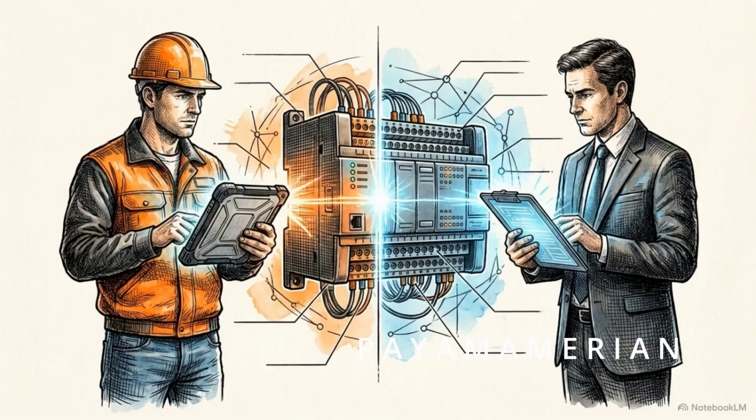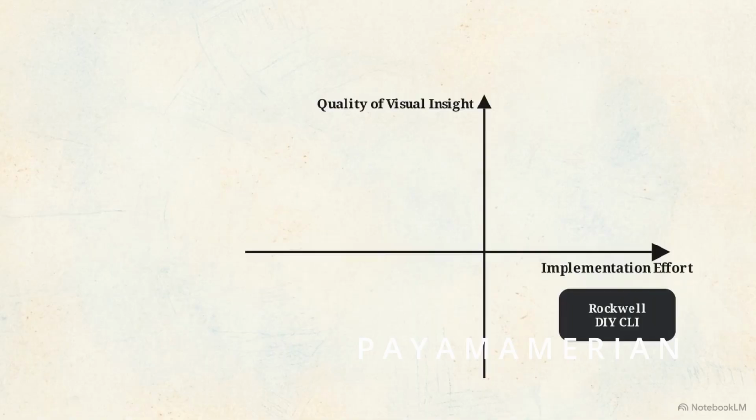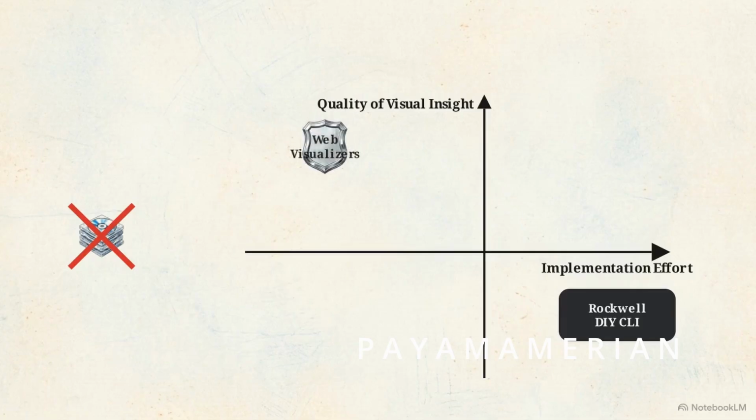The second profile is the maintenance team and the compliance officer. They need visual auditability on the plant floor to troubleshoot faults, but it is not cost-effective to buy Studio 5000 software licenses for every user. The web-based visualizer belongs in the low-effort, high-visual insight quadrant to serve these compliance-focused teams.